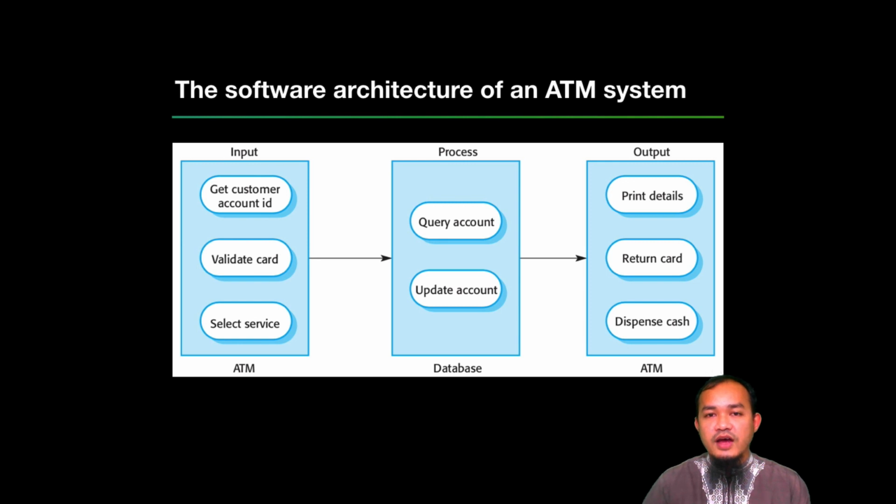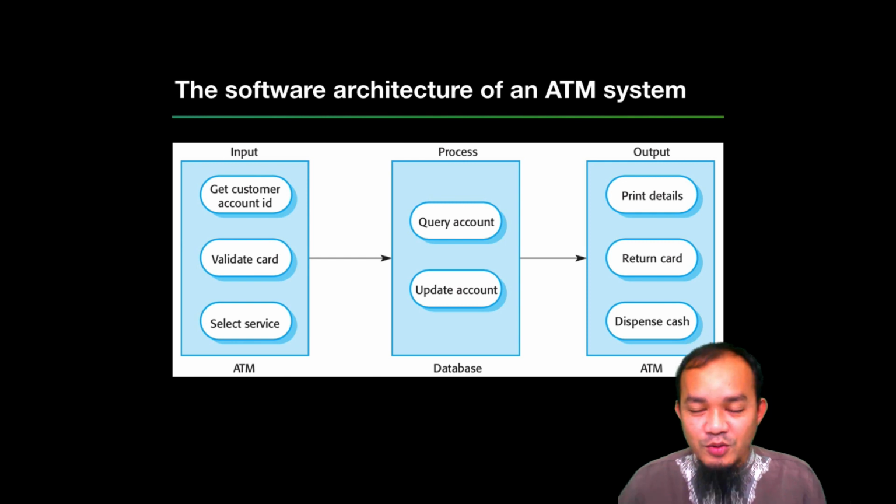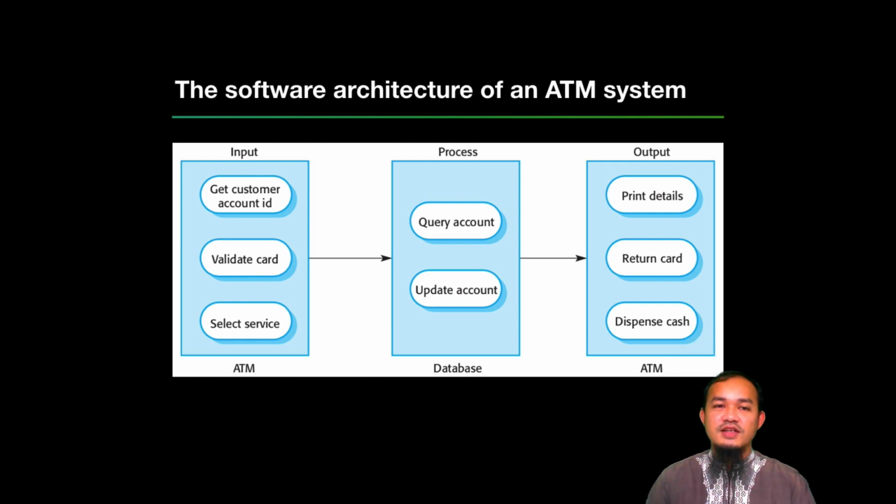For example, we have ATM, right? Everyone uses ATM. Or has someone never used ATM? I think no, right? Everyone has used ATM, right? You see this one? This is the architecture of a transaction processing system.